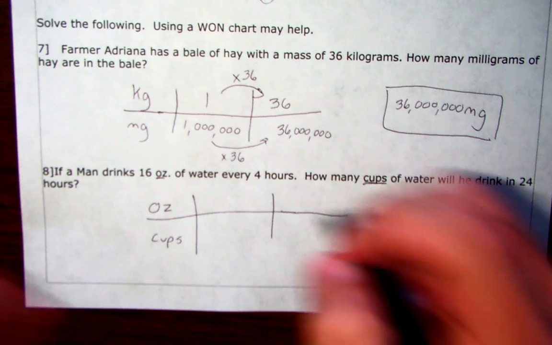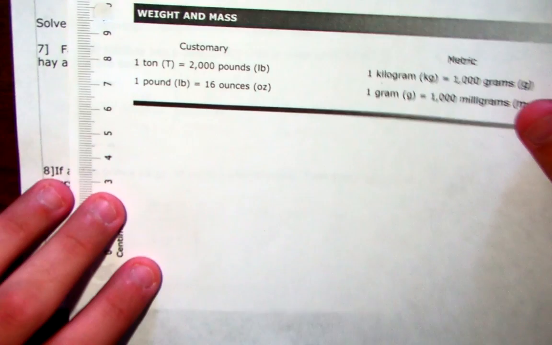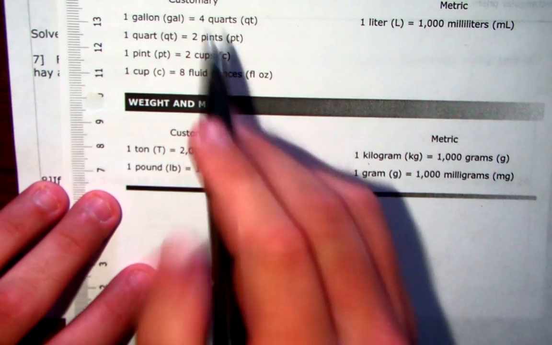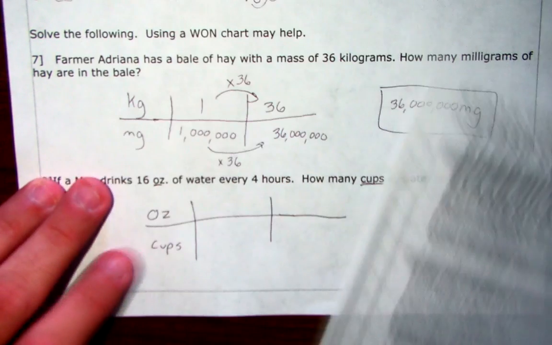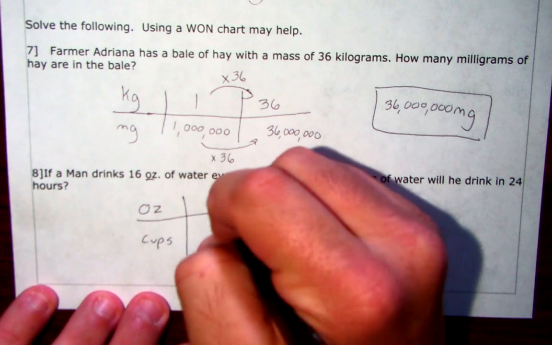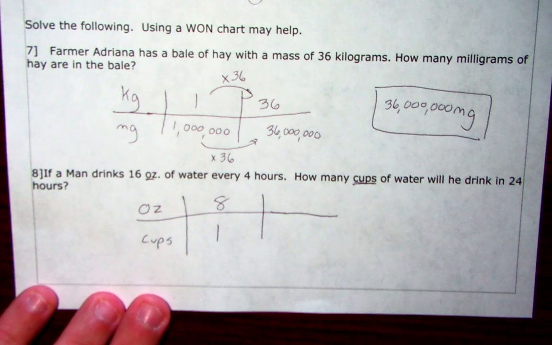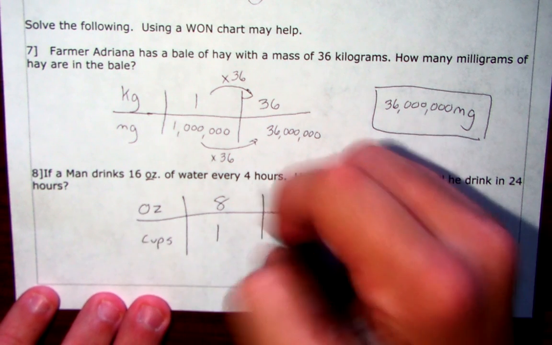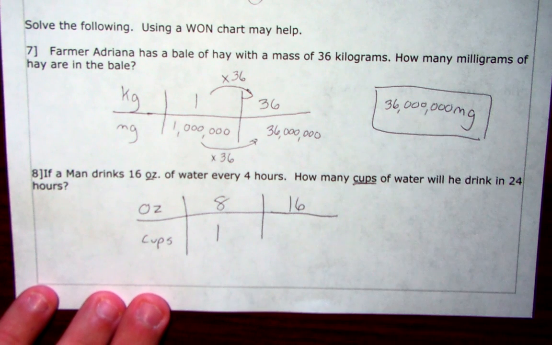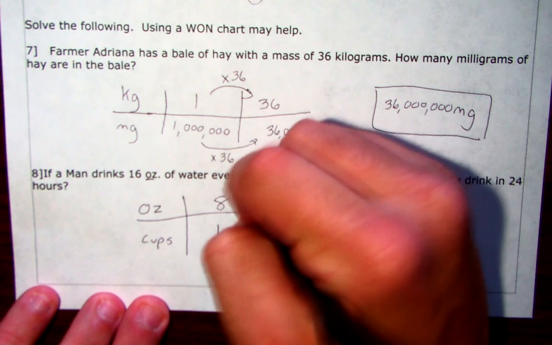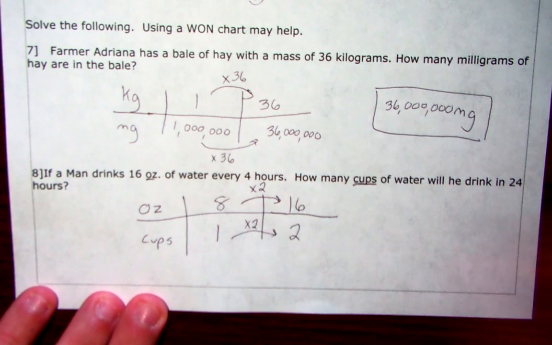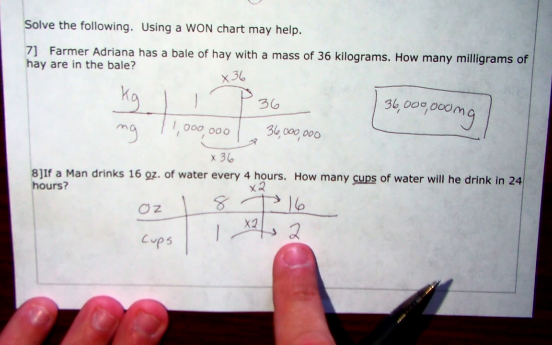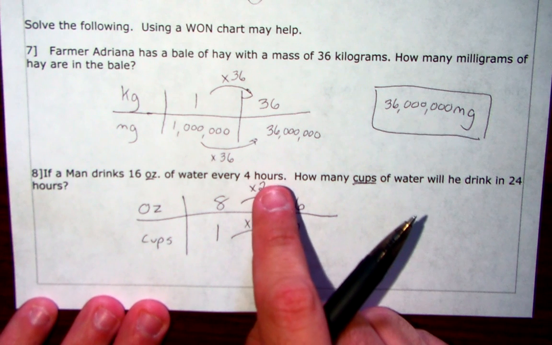So if we look at our star chart, well, right here under volume and capacity, 1 cup is equal to 8 fluid ounces. So 8 ounces is in 1 cup. But it says he drinks 16 ounces. Well, to get from 8 to 16, what did you multiply by? Well, good, multiply by 2. So 1 times 2 is 2. So he drinks 2 cups of water every 4 hours.